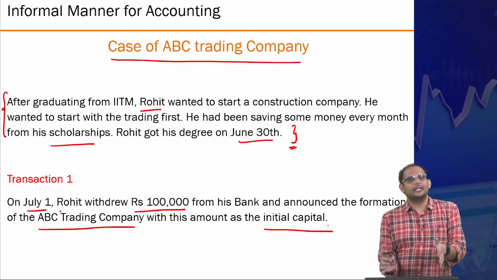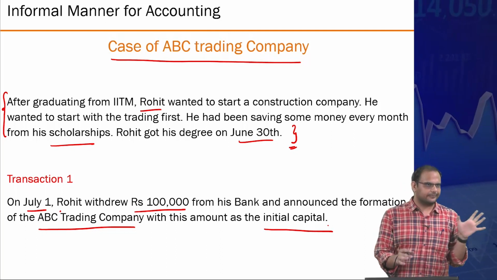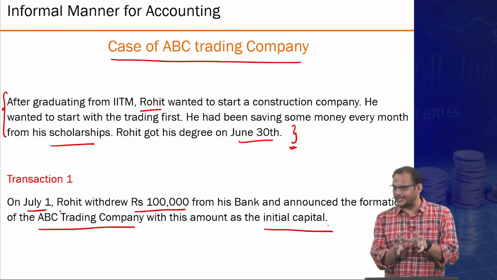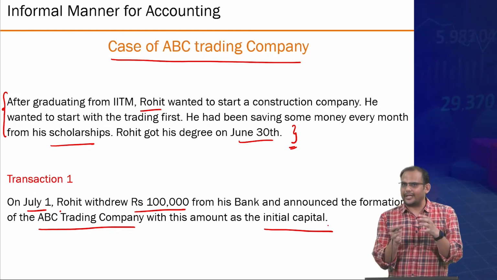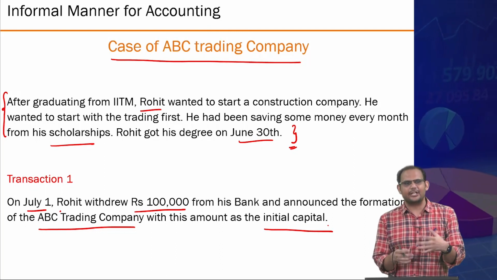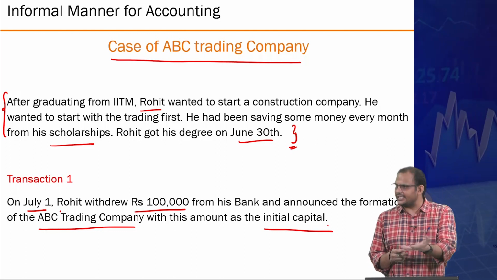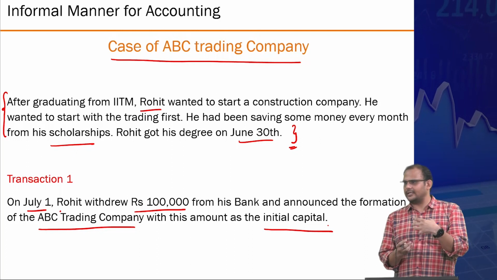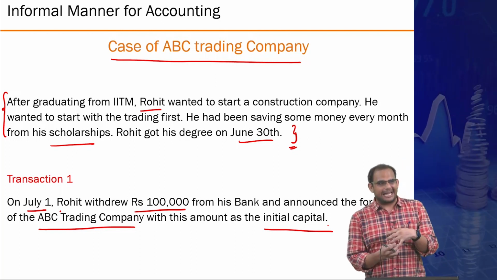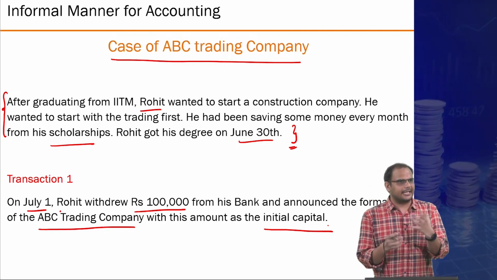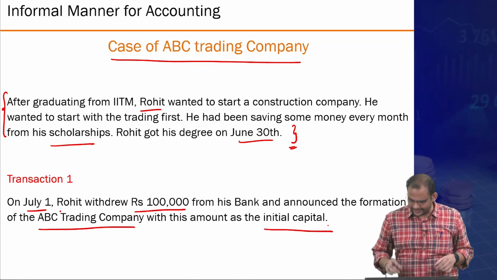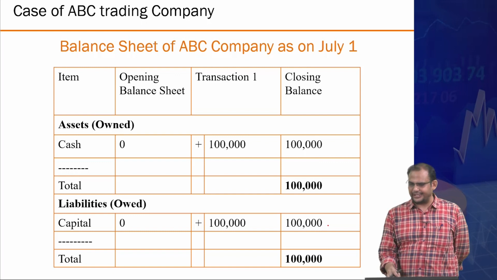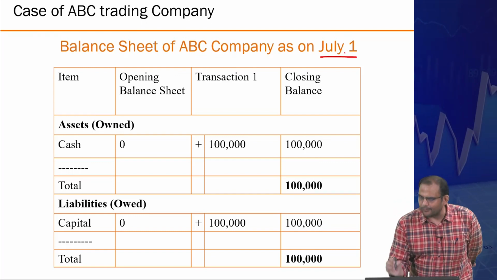We are making all these statements not from Rohit's perspective. We are making these statements from ABC company's perspective. So for ABC company, this is essentially what? Initial capital, right? And a cash influx. There are 100,000 rupees that came into ABC company's account, and there is a capital that has been put into it, right? So how does this transaction look in the balance sheet on July 1?